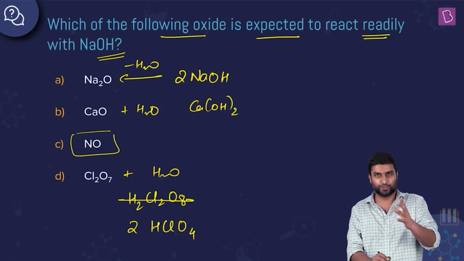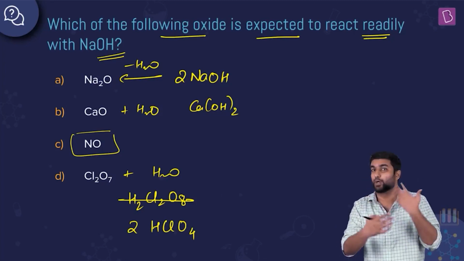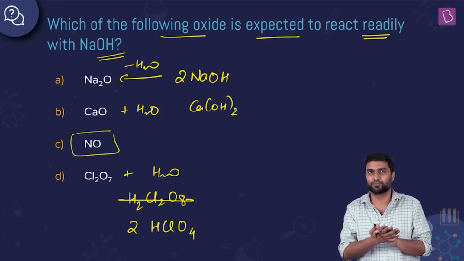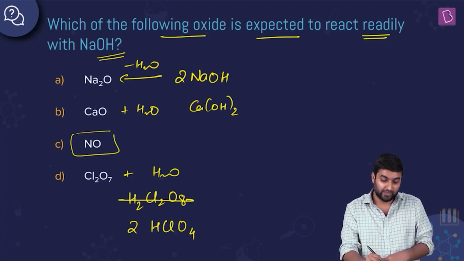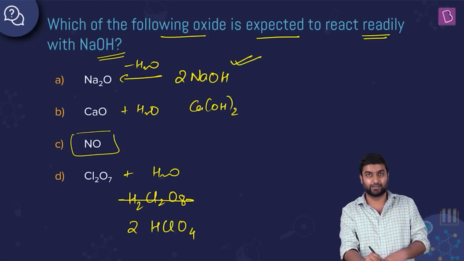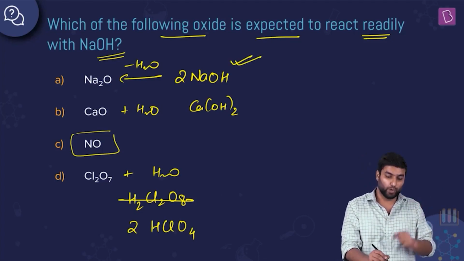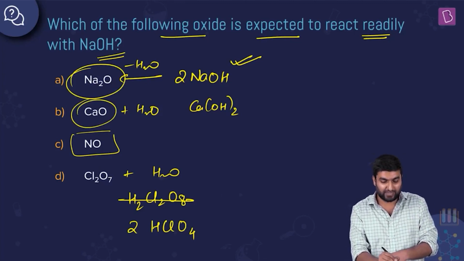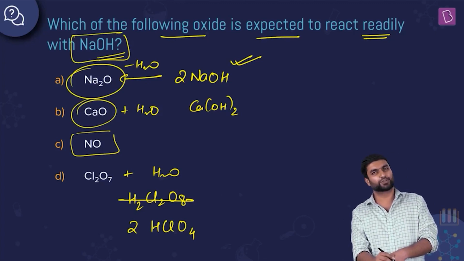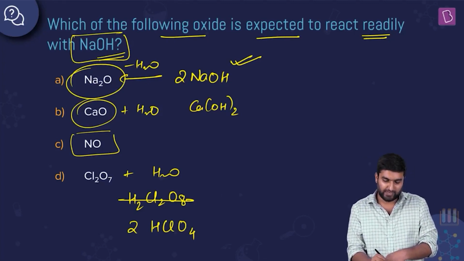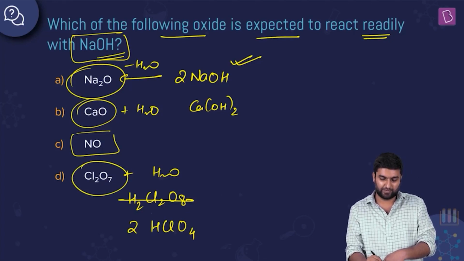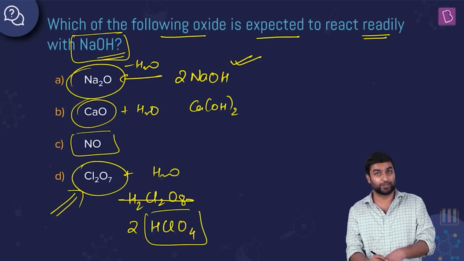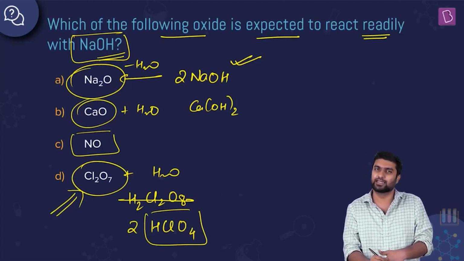For the other ones, in most cases, try and find out which acid or base they are the anhydrides of. That should work out. As you can see over here, Na2O is an anhydride of NaOH, so it will be a basic oxide. CaO will be a basic oxide. So it will not react with another base, NaOH. However, Cl2O7 is an anhydride of HClO4. So it's an acidic oxide, so it will react with NaOH. The neutral one won't react, as the name suggests.